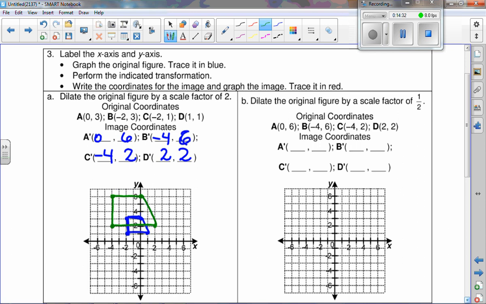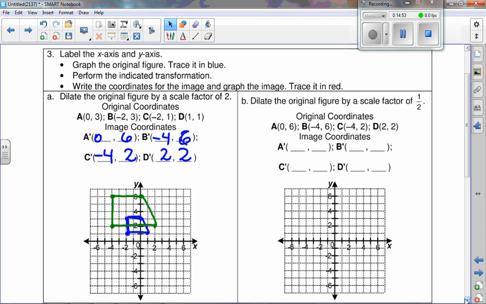So make sure that you remember the scale factor is what you multiply by. So if you're multiplying by a number smaller than 1, you're going to get a smaller figure. If you're multiplying by a number bigger than 1, you're going to get a bigger figure as your second one. So make sure you pay attention to that and always use your multiplication.